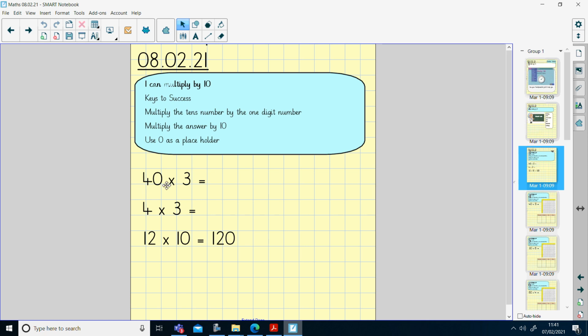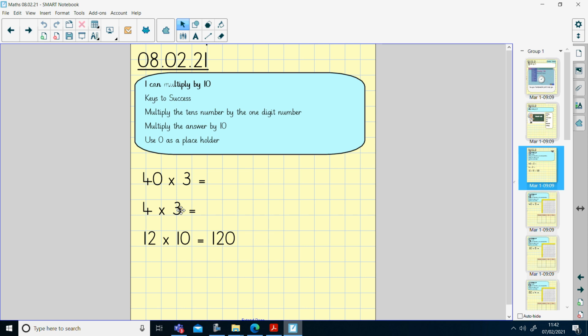So we're going to start off with multiplying by 10, and to do that we're going to think about how we look at multiples of 10. So we're going to think about partitioning that number, multiplying it, and then making it 10 times bigger. So there are 2 steps to each of the questions today.